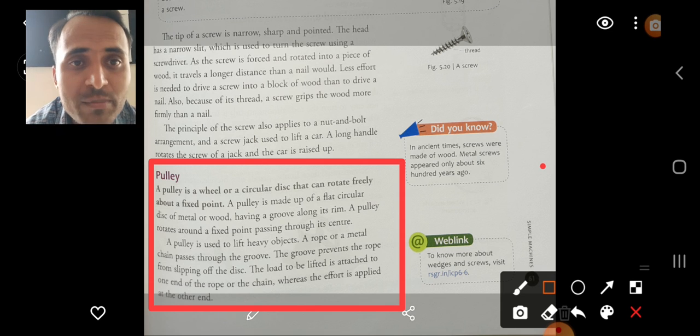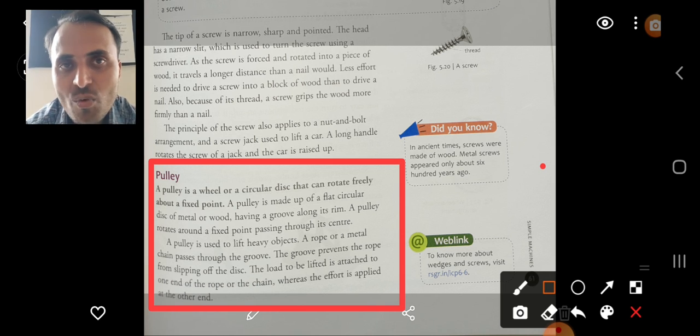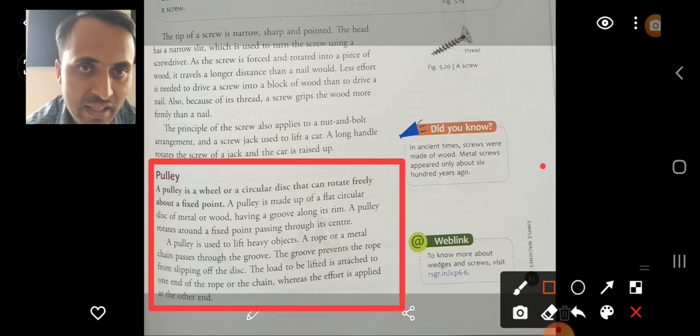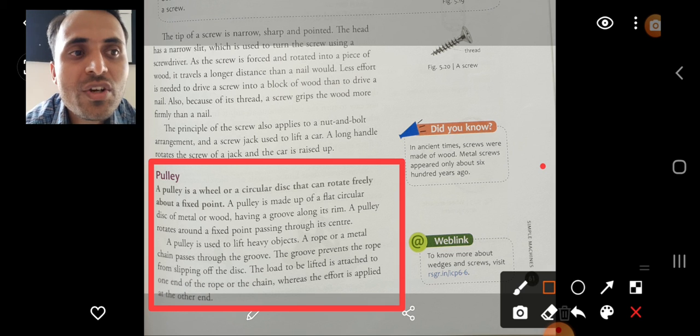So what is the use of the pulley? To lift heavy objects. For that purpose, a rope or a metal chain passes through the groove, and the groove prevents the rope from slipping off the disc. The load to be lifted is attached to one end of the rope, whereas the effort is applied at the other end. That is the simple construction of the pulley.